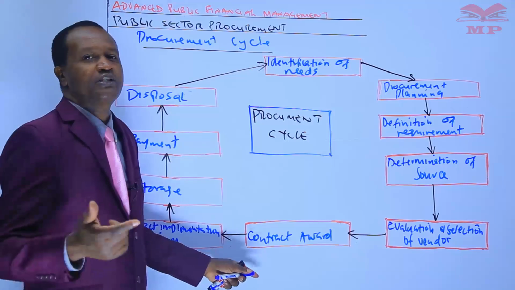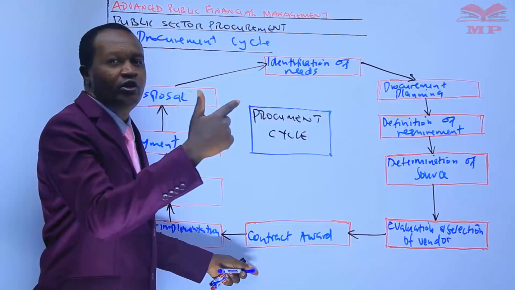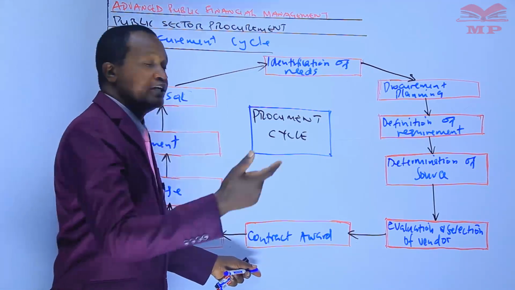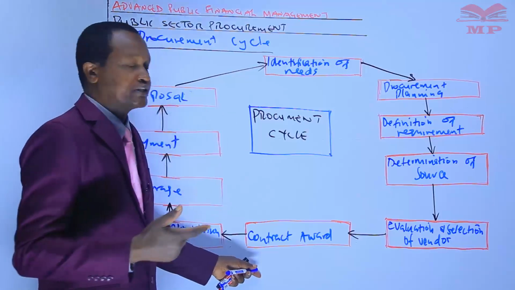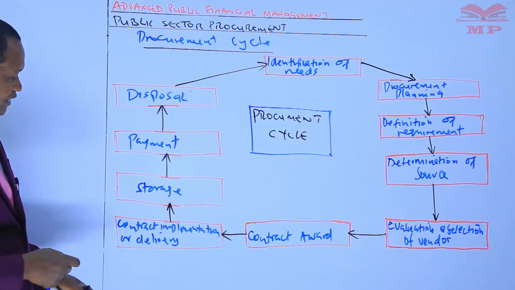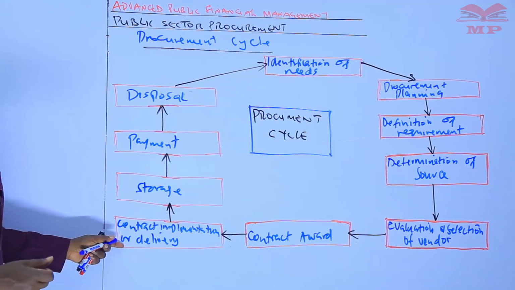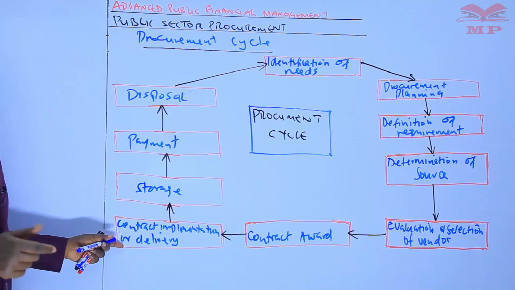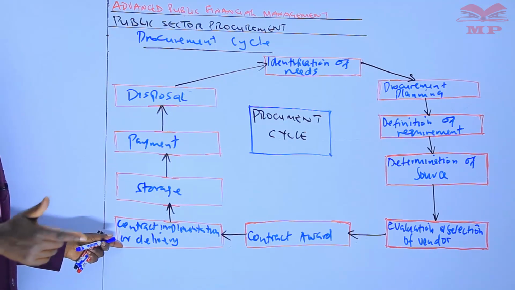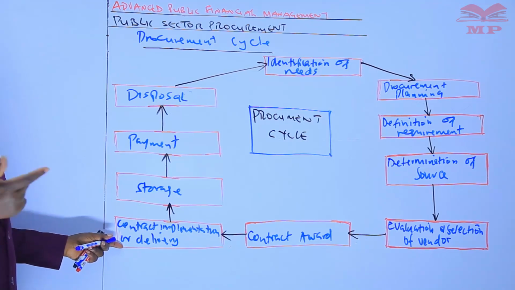This is the phase where an award is made to a contractor or a supplier and eventual signing of contract or issuance of purchase or service order. The next phase is contract implementation or delivery. This is the final phase in the procurement cycle where the actual performance of work or delivery of goods or service takes place. All right?